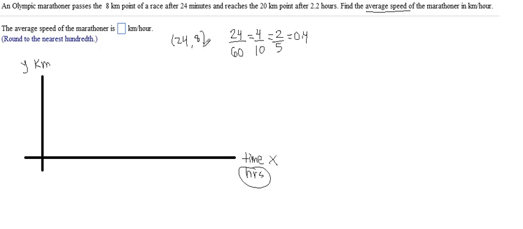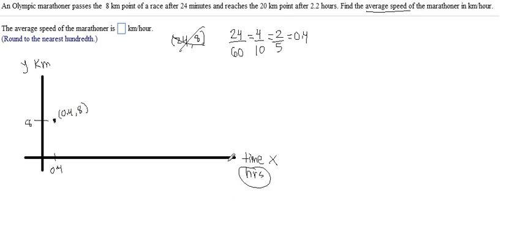So instead of this ordered pair here, we're going to say that the ordered pair is 0.4 and 8. That's our first point on the graph. Our ordered pair would be 0.4, 8.